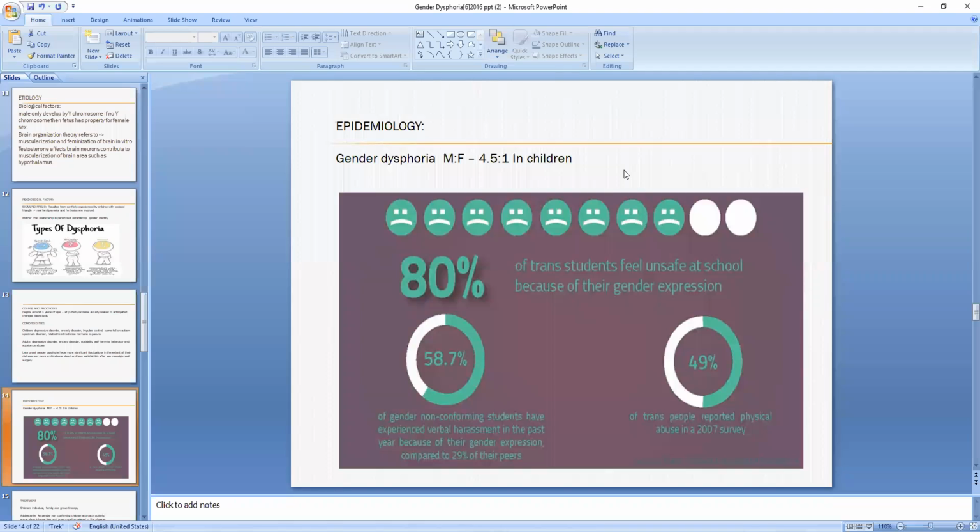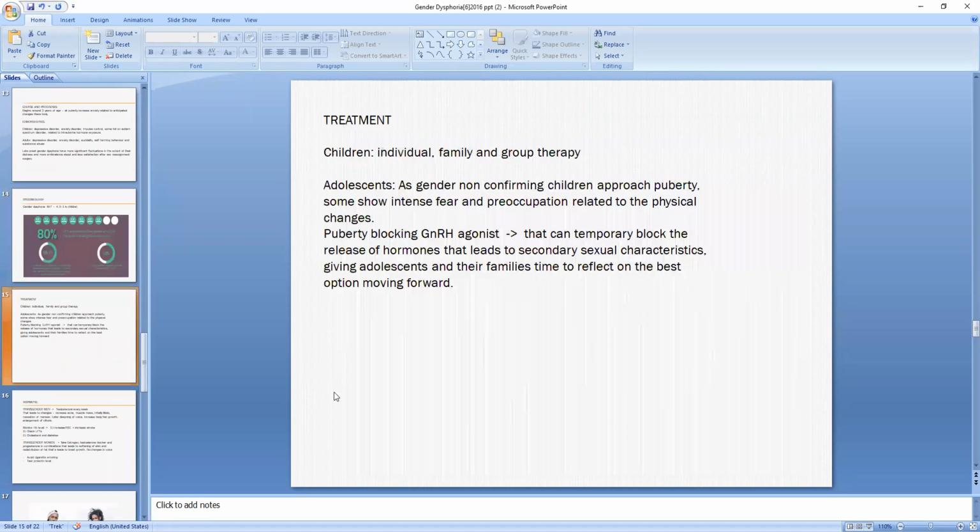Epidemiology: the male to female ratio in gender dysphoria is 4.5 to 1 in children. This graph shows that 80% of trans students feel unsafe at school because of their gender expression. Next is treatment. Treatment in children is individual, family, and group therapy. In adolescents, as gender non-conforming children approach puberty, there is intense fear and preoccupation related to the physical changes. Puberty blockers, gonadotropin releasing hormone agonists, can temporarily block the release of hormones that lead to secondary sexual characteristics, giving adolescents and their families time to reflect on the best option moving forward.